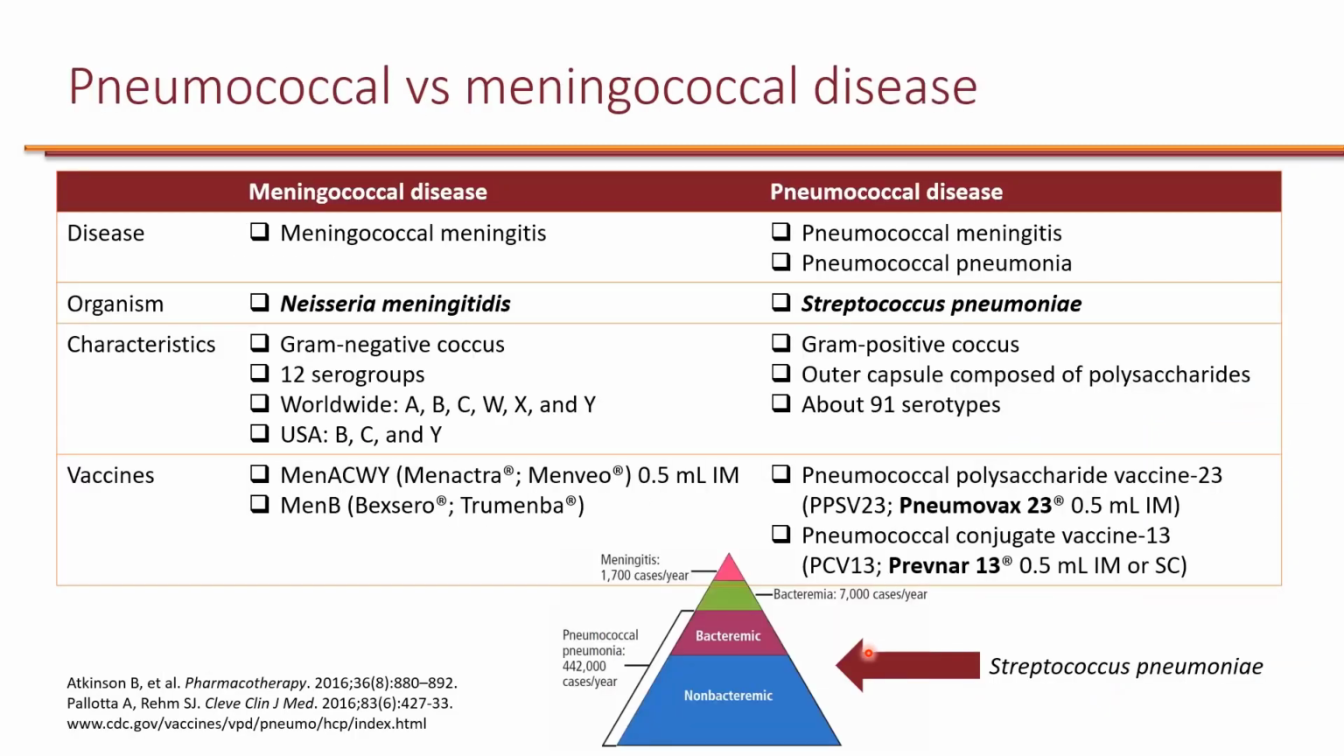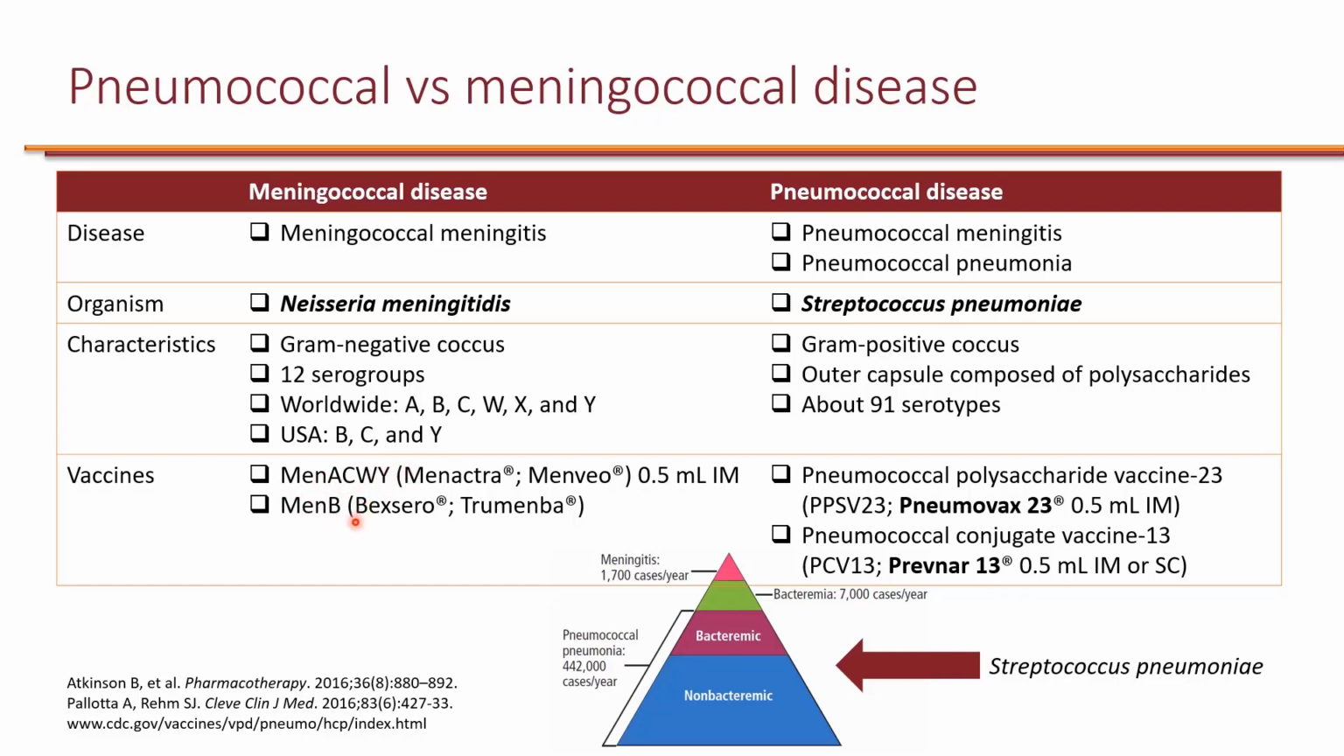Before we talk about pneumococcal vaccine, it's important to distinguish between pneumococcal disease and meningococcal disease. When we say meningococcal disease, we are talking about meningococcal meningitis specifically, and this is caused by the organism Neisseria meningitidis, which is a gram-negative coccus. Now, there are 12 serogroups, so you will see these in the meningococcal vaccine, and there are different vaccines. For example, the MenACWY has 4 serogroups here, whereas MenB only has the B.